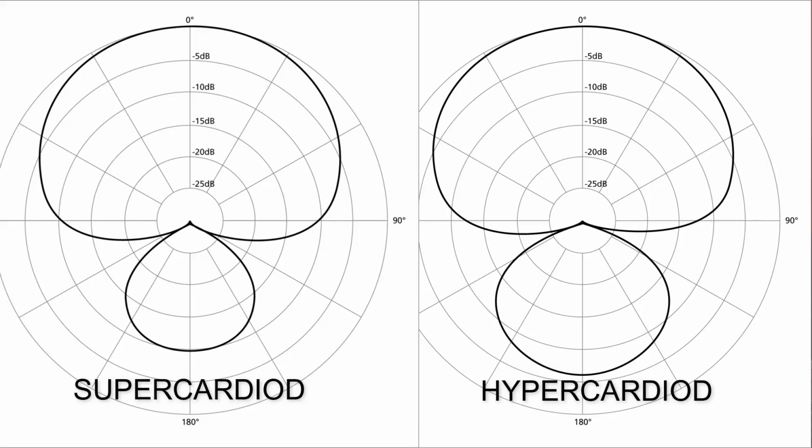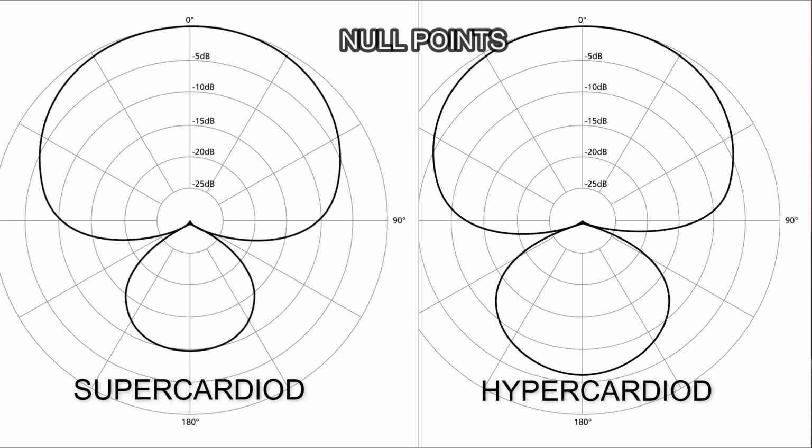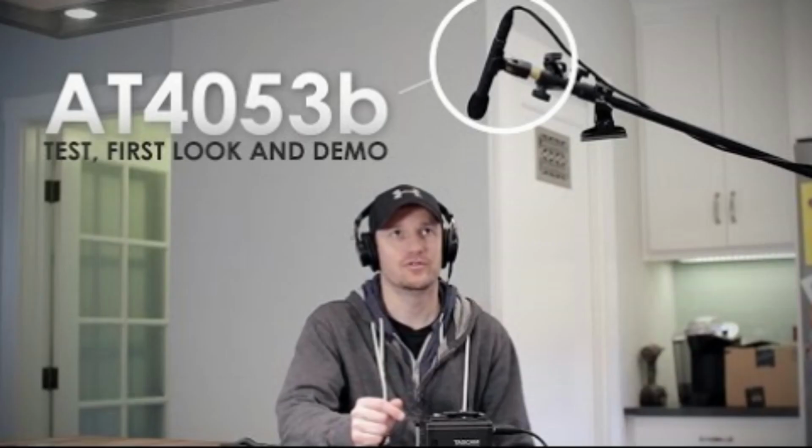The last of the directional microphones are the hypercardioids. In this diagram that I'm going to show you, you will notice that there's not much difference between a supercardioid and a hypercardioid. Their only difference is in their null points. Null points are areas on axis wherein a microphone could not pick up any sound at all. An example of a hypercardioid is the Audio-Technica 4053B.